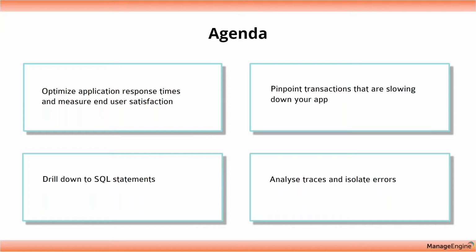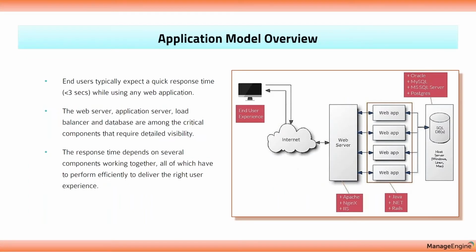And also, we will be discussing identifying the application's traces for the specific error transaction and isolating errors. Let's get started. Before we get into today's topic, let's take a sample web application architecture. As you can see in this picture, a web application is built using multiple components like a web server, a web app component and a DB server. All these components are integrated with each other and talk with each other to keep your applications up and running.